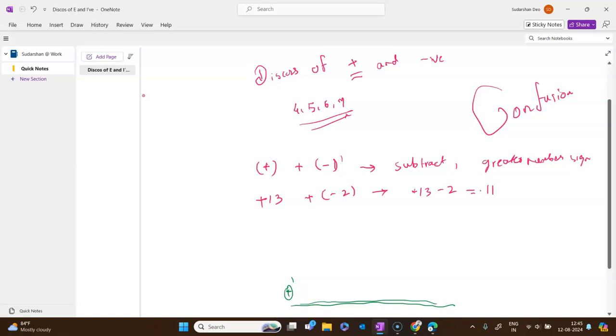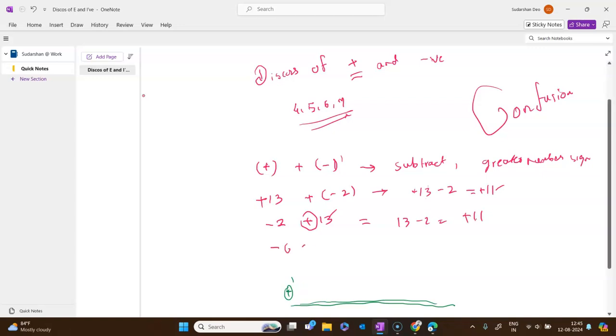Now 13 has the positive sign. What is the greater among 13 and 2? 13 is greater. So we are getting positive. But where students get confused in this case is if it is minus 2 plus 13. Now here also you are going to do the same thing. You will be subtracting 13 minus 2, 11 only, and this positive sign of 13 is for the greater number. So you'll be giving a positive sign.